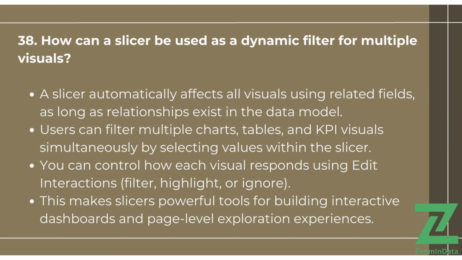38th question. How can a slicer be used as a dynamic filter for multiple visuals? A slicer automatically affects all visuals using related fields, as long as relationships exist in the data model. Users can filter multiple charts, tables, and KPI visuals simultaneously by selecting values within the slicer. You can control how each visual responds using edit interactions: filter, highlight, or ignore. This makes slicers powerful tools for building interactive dashboards and page-level exploration experiences.